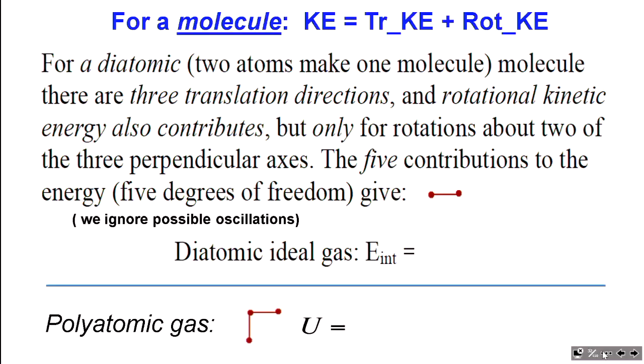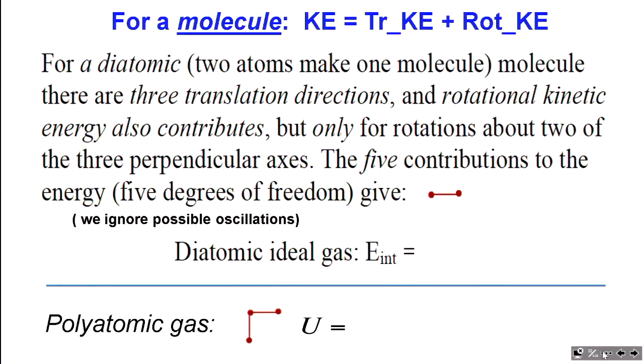Now, the difference between a monatomic gas like helium, and a diatomic gas like hydrogen, oxygen, nitrogen, is that when a molecule is composed of two atoms, in addition to translational motion of a center of mass, it also can rotate about the center of mass. And rotational kinetic energy should be included into the total energy. That's it.